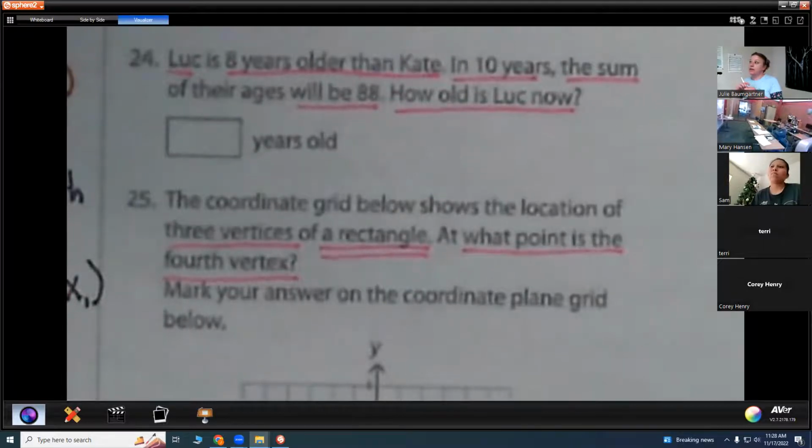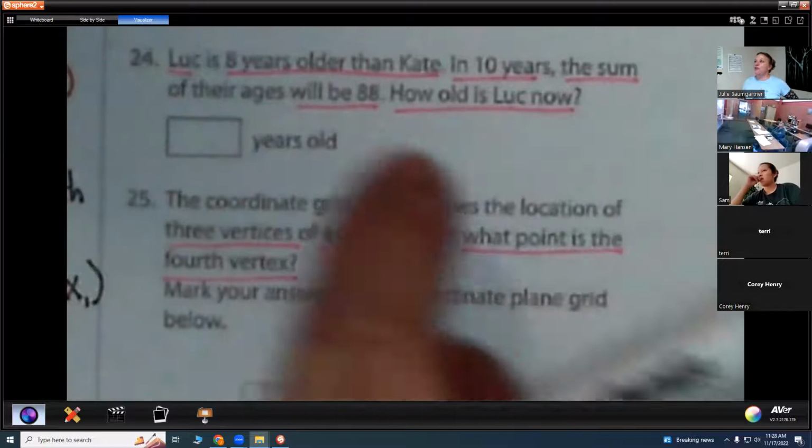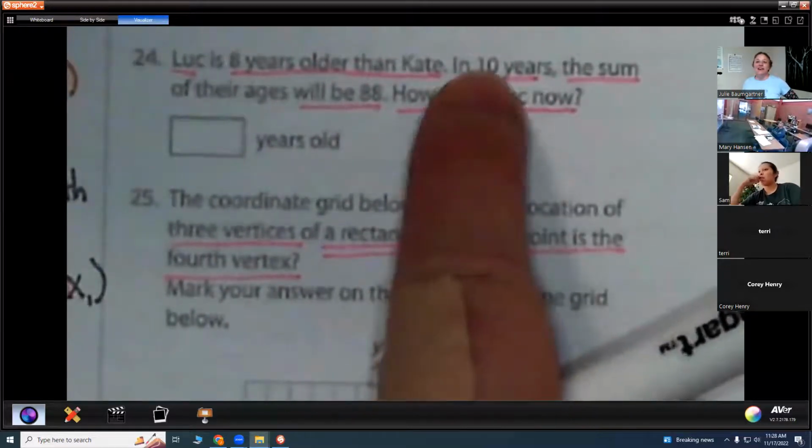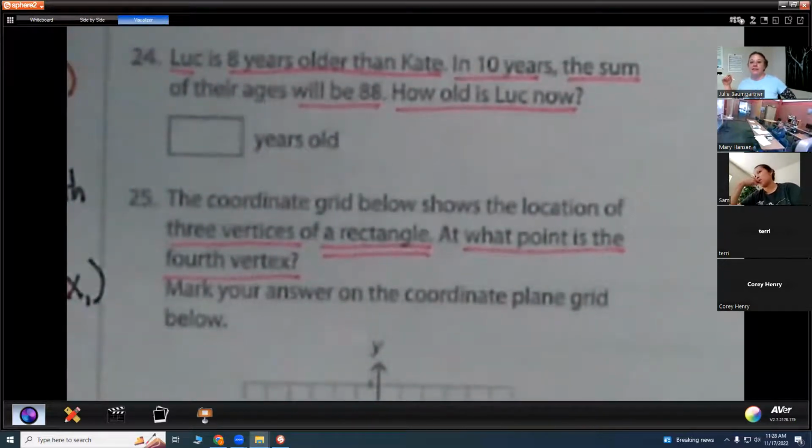But that would be 10 years from now, right? So if he's going to be 48 10 years from now, then how old is he now? 38, which is the answer. So you were really close, Adriana. You figured out how old he would be in 10 years, and you just forgot to subtract off the 10.